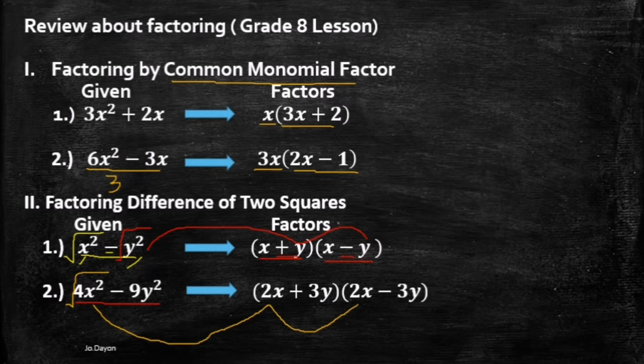Next, we have to get the square root of 9y squared. The square root of that is 3y, and we also have 3y in the second factor. Now, in the first factor, the terms will be separated by a plus sign, and in the second factor, the terms will be separated by a minus sign. Therefore, the factored form is the quantity of 2x plus 3y times the quantity of 2x minus 3y.